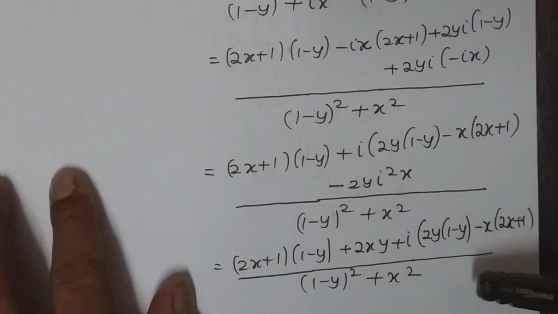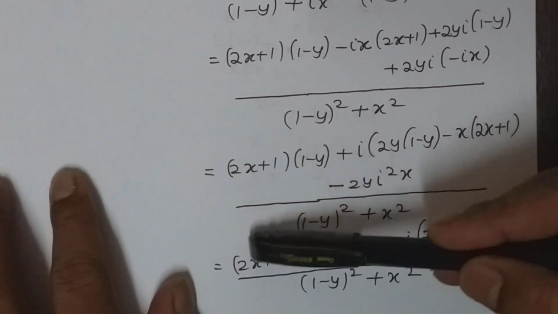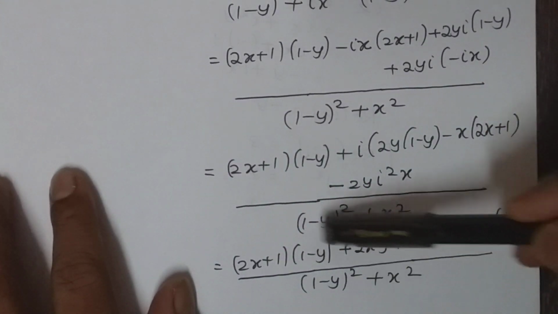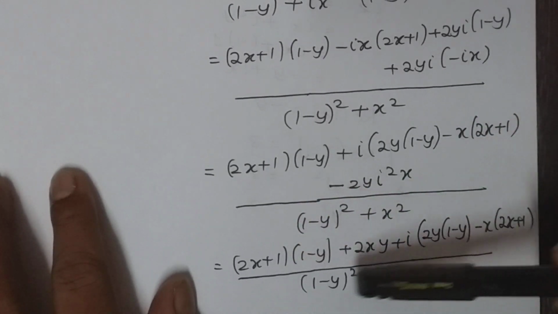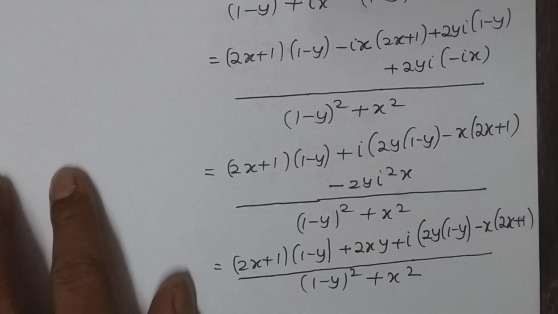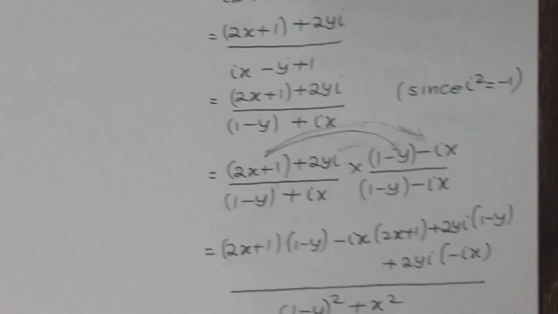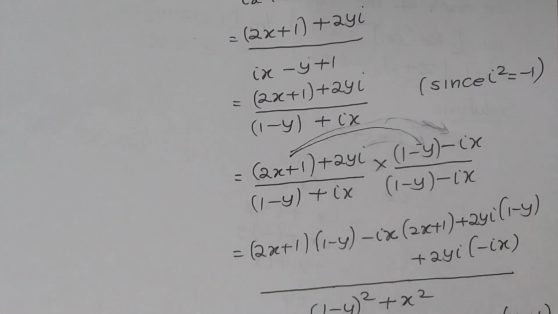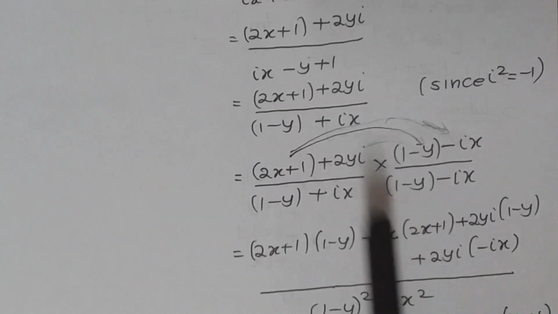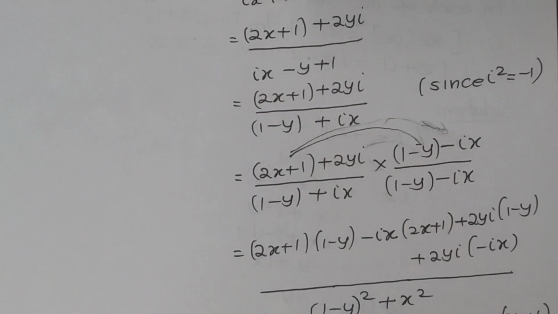Now the real part is without the I coefficient, you have to take this fully: 2x plus 1 into 1 minus y plus 2xy by 1 minus y the whole square plus x square. That one fully you should take. Okay students, in the multiplication step, this is a very, very crucial step, a very important step in the process.